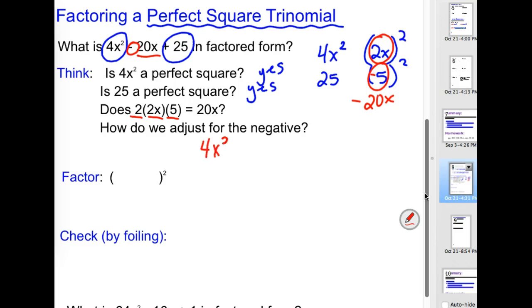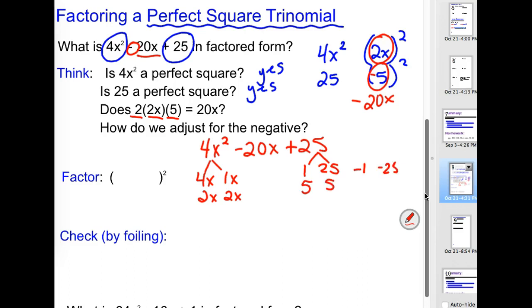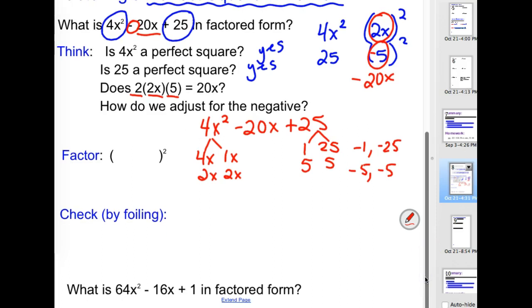So let's pretend we didn't know it was a perfect square trinomial. If I had just asked you yesterday to factor this, you would have looked at the 4x squared and said, well, that could be 4x times 1x or 2x times 2x. Looking at 25, we could have 1 and 25 or 5 and 5. Or we could have our two negative combinations. That also gets us the positive 25. And then I would look at how I can pair those up. So let's say we start checking our 2x combination and we check our 5s.